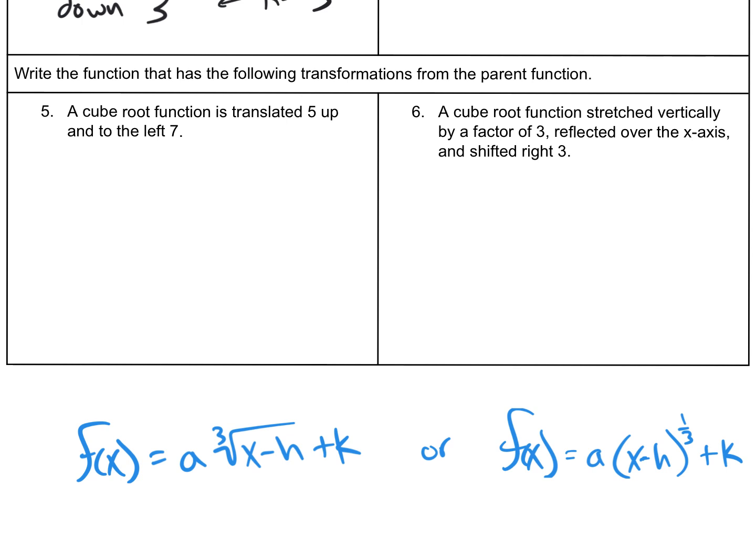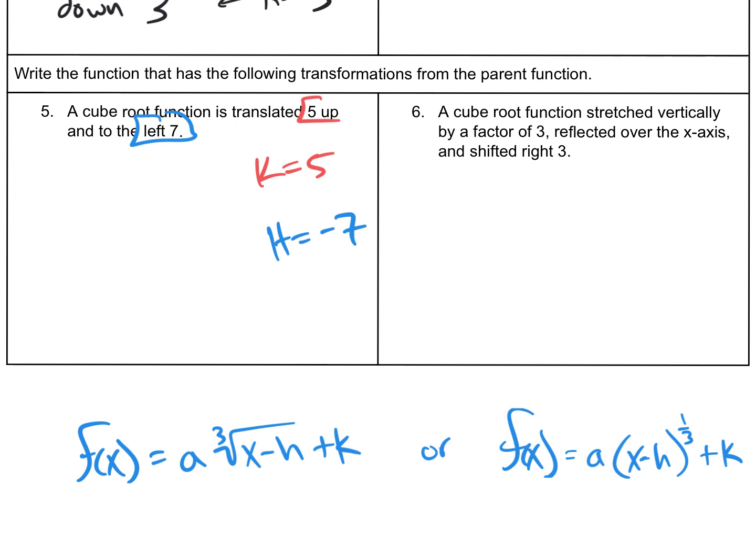I'm just looking at number 5. It says a cube root function is translated 5 up and 7 to the left. So each of those is a transformation. The 5 up is affecting our k value, whereas the 7 to the left would be affecting the h value. So if you're thinking about moving 7 to the left on the x-axis, that would take this over to the value of -7. So now plugging in h and k into our parent function.